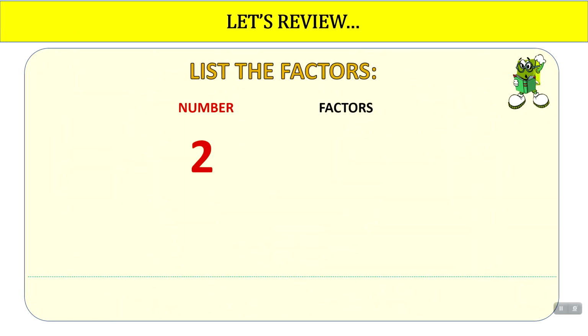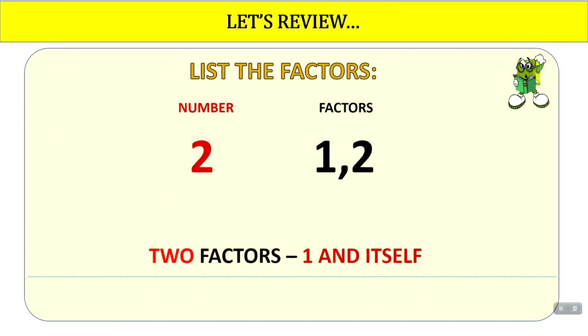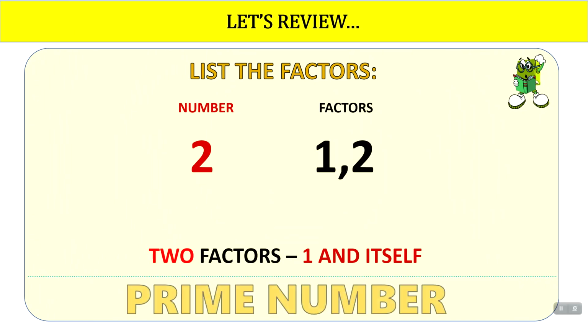Let's look at the number 2. How many factors does the number 2 have? Well, the only way we can get 2 through multiplication is 1 times 2. So the factors of 2 are 1 and 2. And since this is two factors, 1 and itself, this is a prime number.